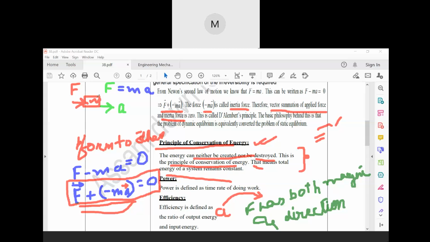Then bring the ma to this side, and eventually you can write it as F minus ma, and this will be equal to 0, right? That's it.